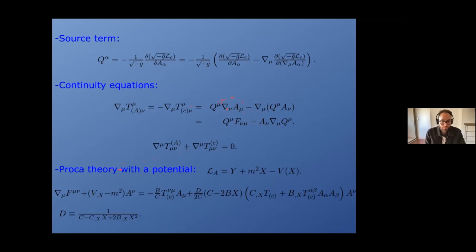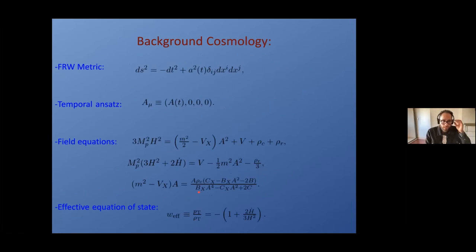You can start just with the standard Proca theory with some potential. You find the equation of motion, and you have this, which is the source charge that appears when you couple the matter and vector fields, right? Now, assuming a Friedmann-Robertson-Walker metric, and assuming just a very simple configuration for the vector field, as this temporal ansatz, to respect the isotropic expansion, you can get your field equation in this way.